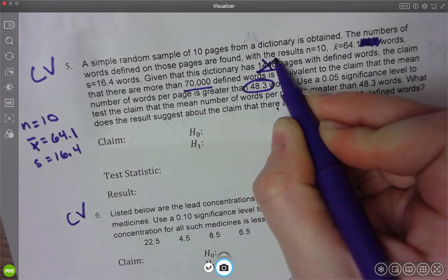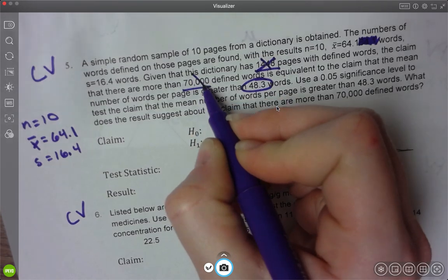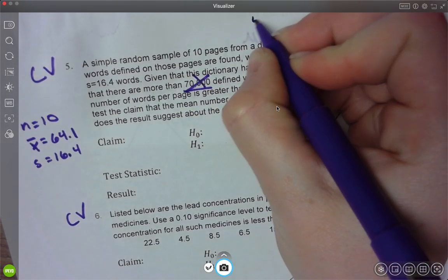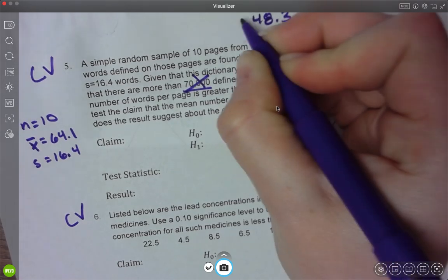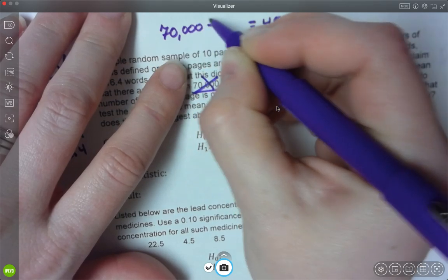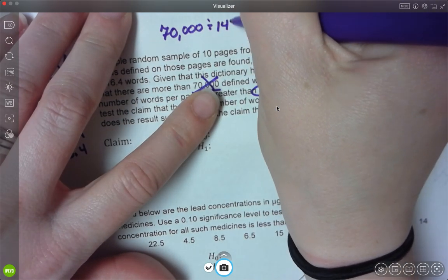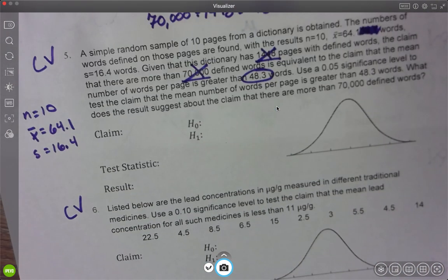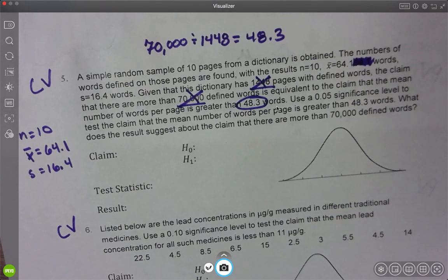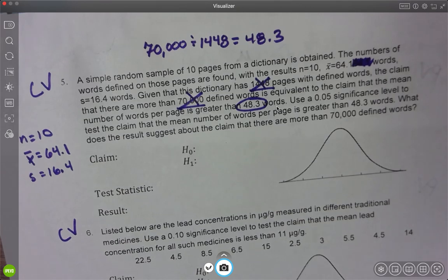They're giving you this information, and you really don't need it. Because what they've just done to find 48.3 is 70,000 divided by 1448. So that's why they give you those numbers. They're just showing you where the 48.3 comes from. And 48.3 is the number that we're comparing to.